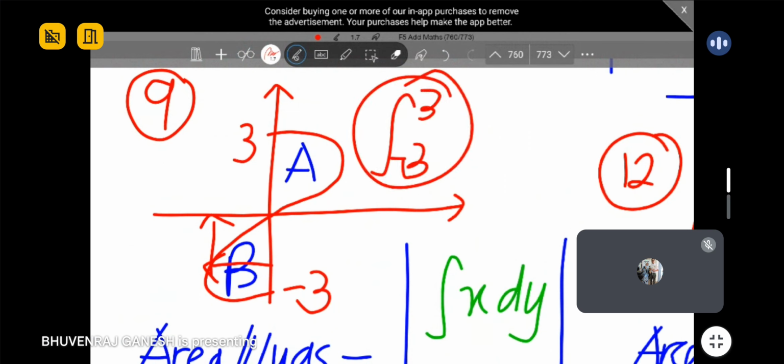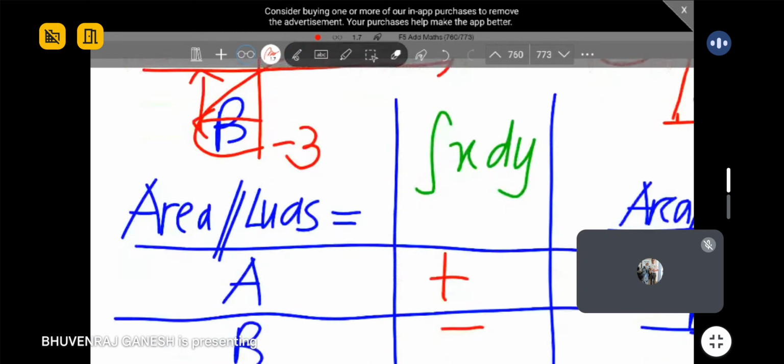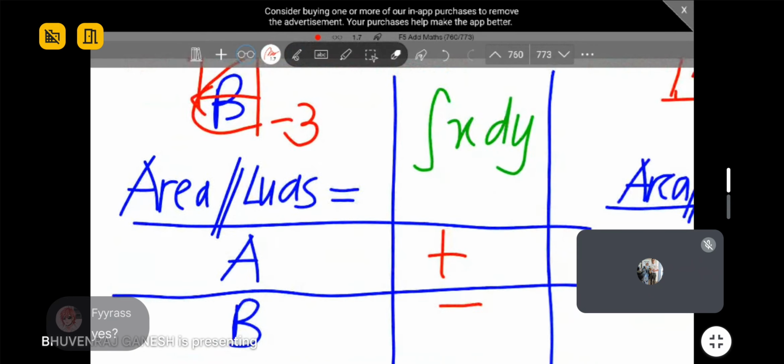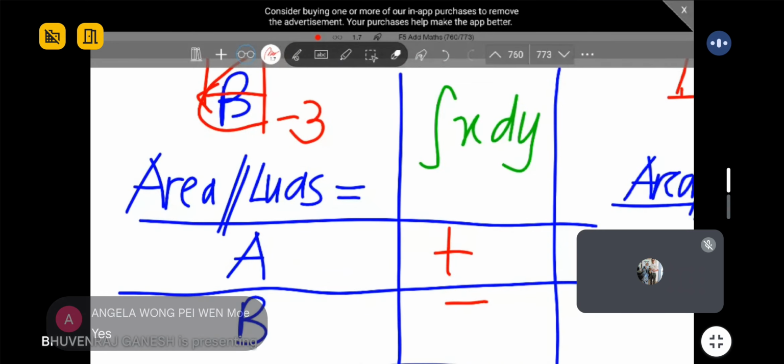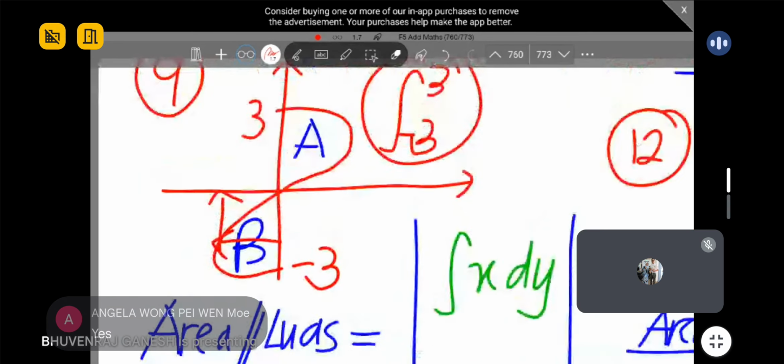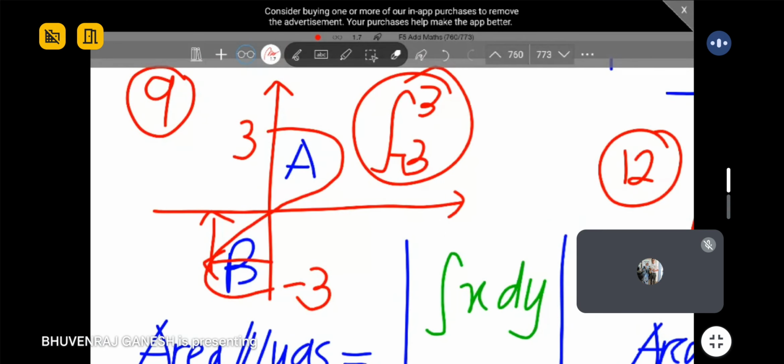Can I directly integrate negative 3 to 3? Yes or no? Can I directly integrate if I have a positive value and a negative value? Anyone else? Yes or no? Can I directly integrate negative 3 until 3? Firas, the first time you said yes, the second time you said no. So which one? What is your final answer? I don't know now.